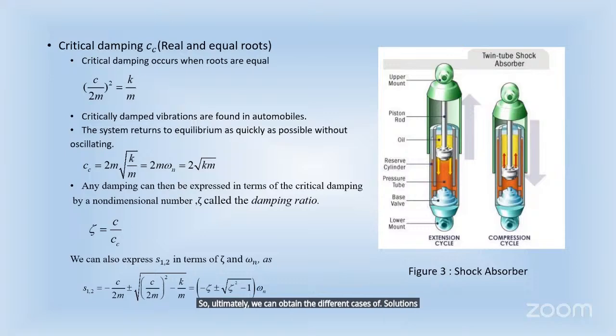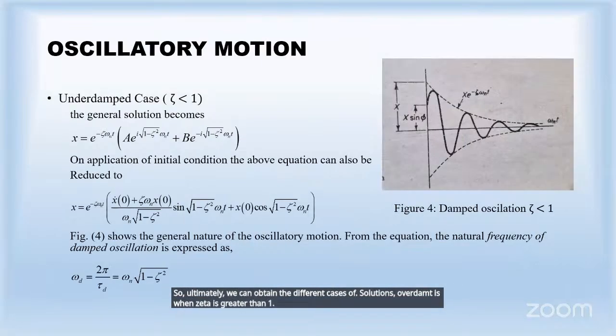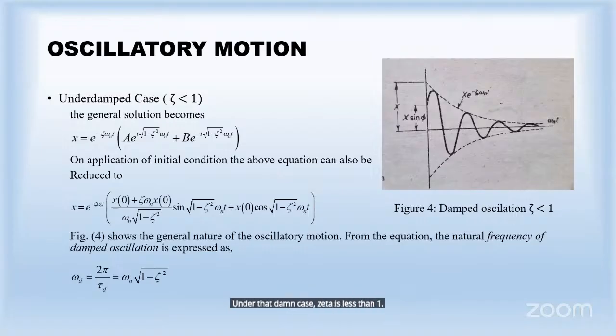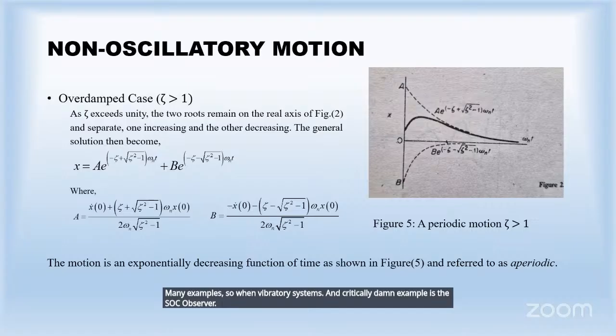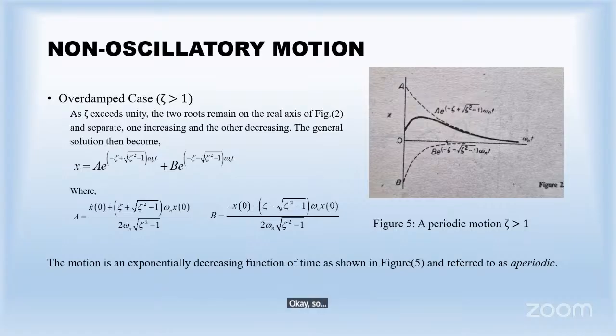Overdamped case when zeta is greater than 1, underdamped case when zeta is less than 1, as well as critically damped when zeta is equal to 1. An overdamped case example is a door closer. For underdamped case, there are many examples of vibratory systems, and a critically damped system example is the shock absorber. Okay, so this is the basic idea of the free vibration of single degree of freedom systems.